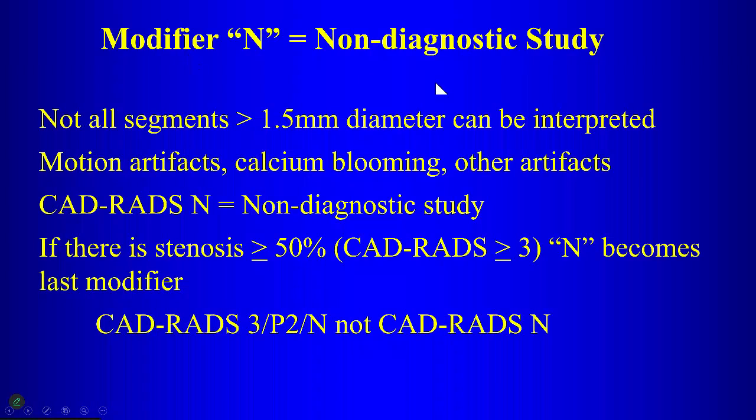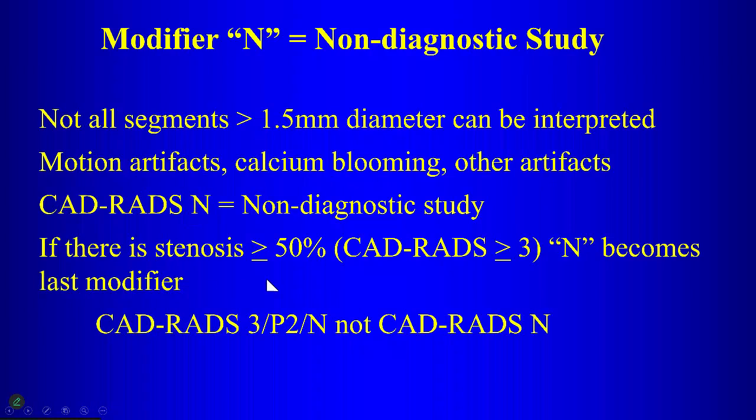So the modifier N for non-diagnostic study. That means that not all segments greater than 1.5 millimeters in diameter can be interpreted. You might have motion artifacts. You might have blooming artifacts from calcium. There might be other artifacts that impair your evaluation of the study. If you score the whole study as an N, then that's a non-diagnostic study, right? So you've said the study is non-diagnostic.